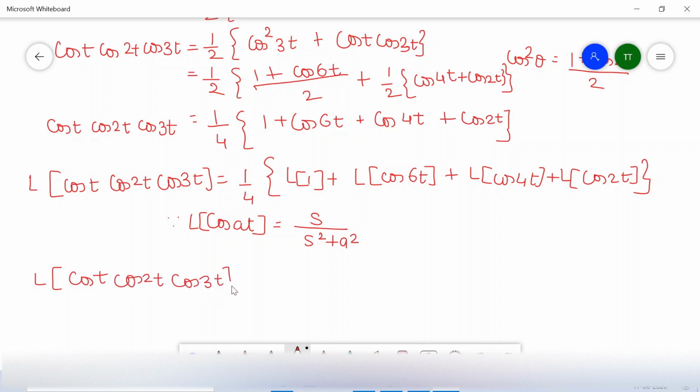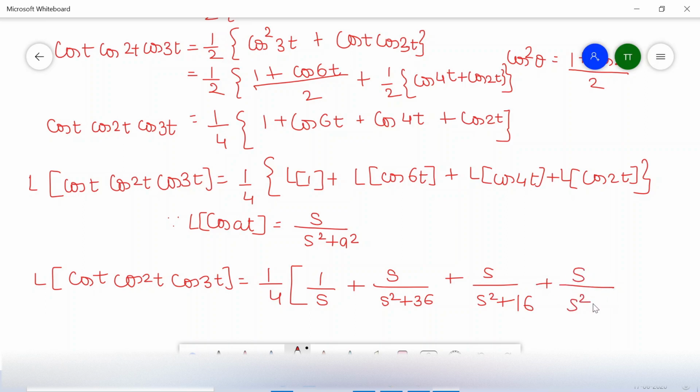So this will become 1 by 4 times: the Laplace transformation of 1 is 1 by s, plus for cos 6t, s upon s square plus 36, plus the Laplace transformation of cos 4t, so s upon s square plus 4 square, that is 16, plus again s upon s square plus a square, so the value of a is 2, so that is 4. So this is our final answer.